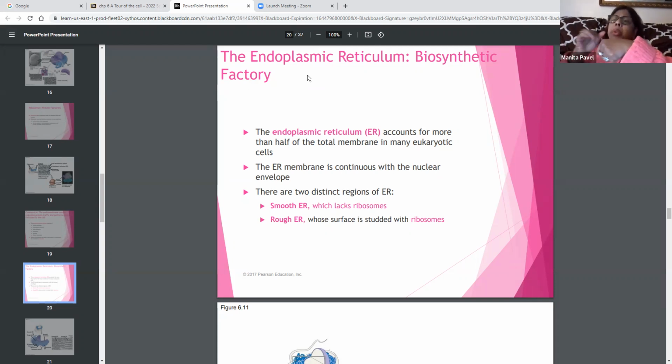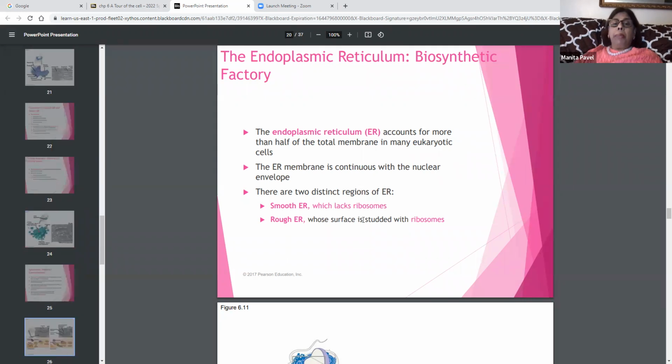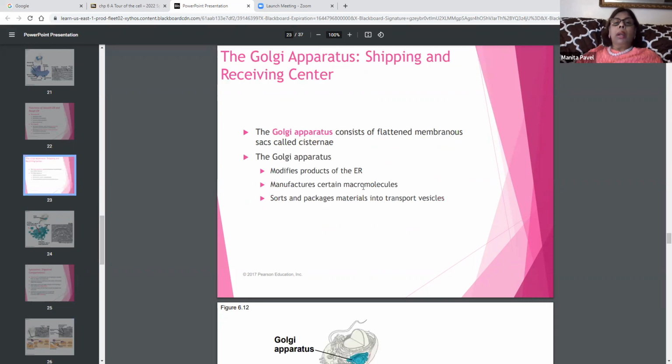Now, what would be smooth ER? What is smooth ER? No ribosomes are present. Therefore, the surface is smooth. And immediately, associate the function to be lipid and fat synthesis as well as carbohydrate synthesis. So this is the importance of the endoplasmic reticulum, the two types which are rough ER and smooth ER.